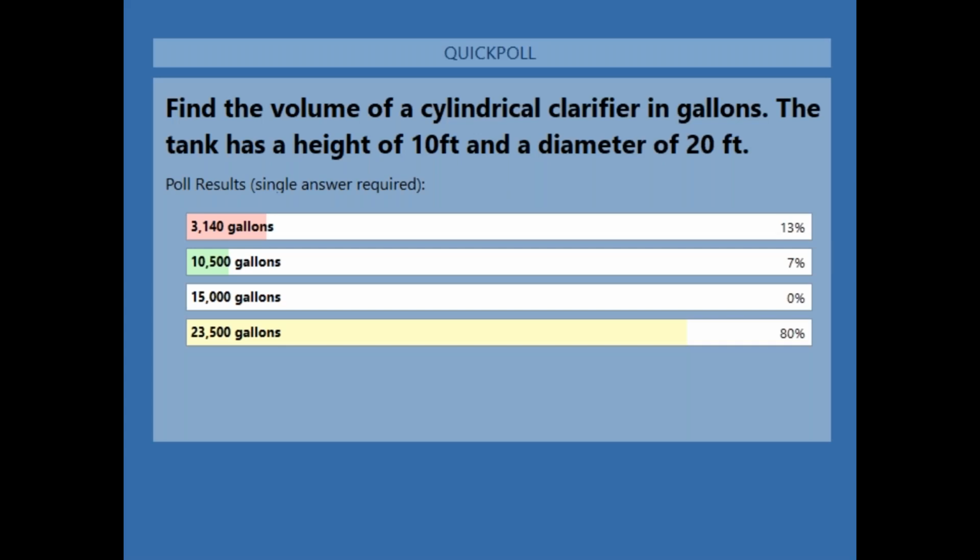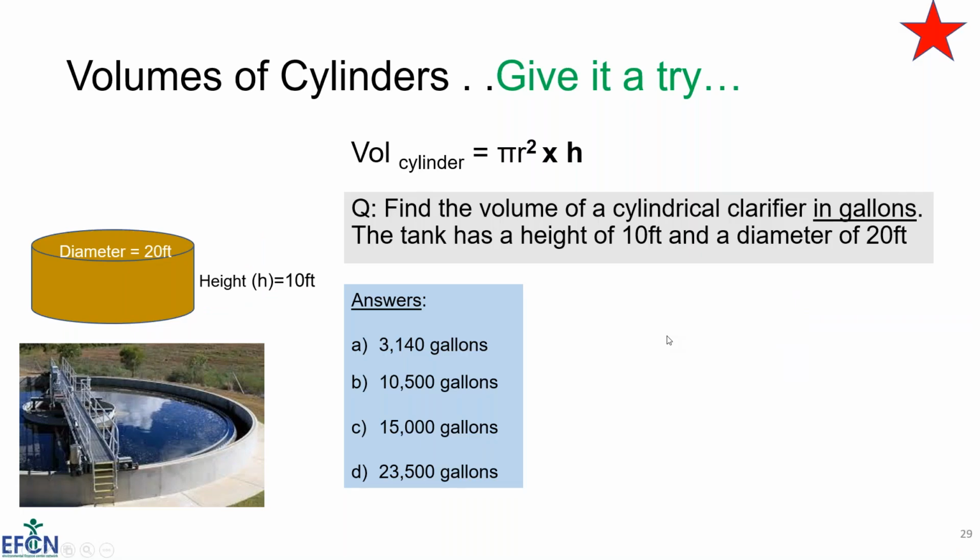All right, Rose, so it looks like 80% of people chose 23,500 gallons. Okay, good. Did we have any other answers out there? 13% chose 3,140 gallons, and then 7% chose 10,500 gallons. Oh, okay, good. Thank you guys for answering. So a majority of us chose the correct answer, which is 23,500 gallons.